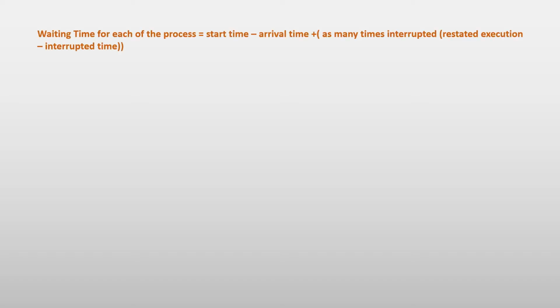So let's calculate the average waiting time. Waiting time is calculated as start time minus arrival time. But because this is a preemptive algorithm, we also have to take into consideration the amount of time the process was waiting for other processes to complete.